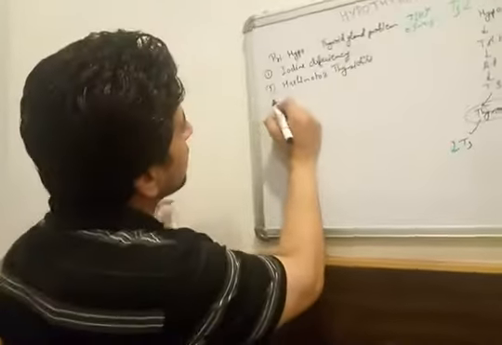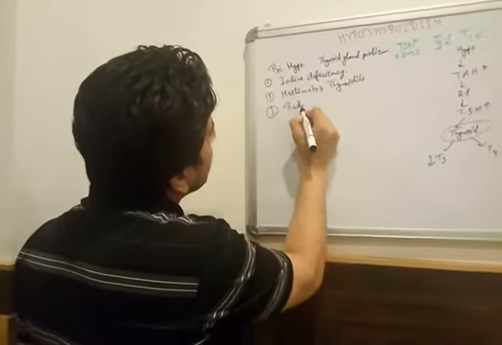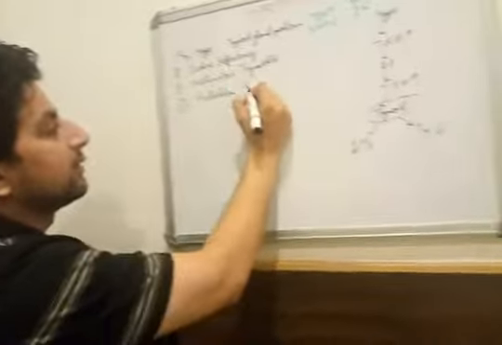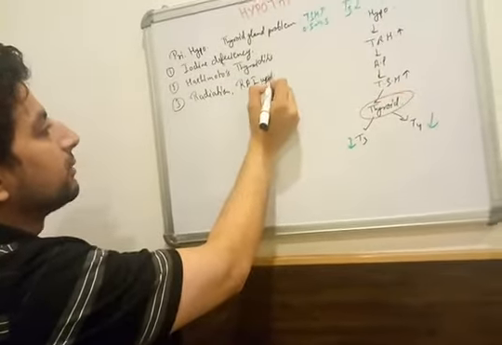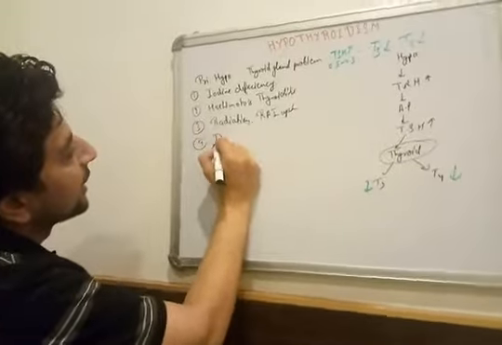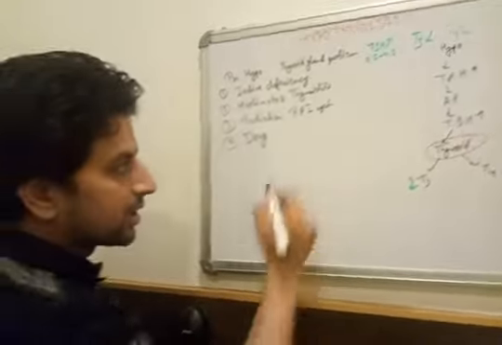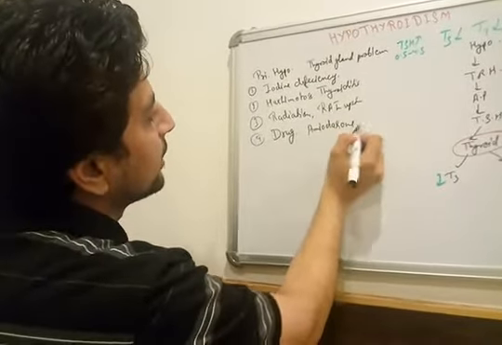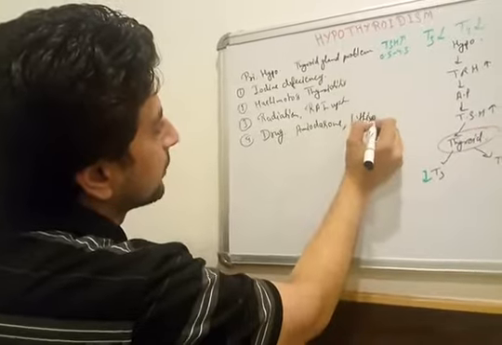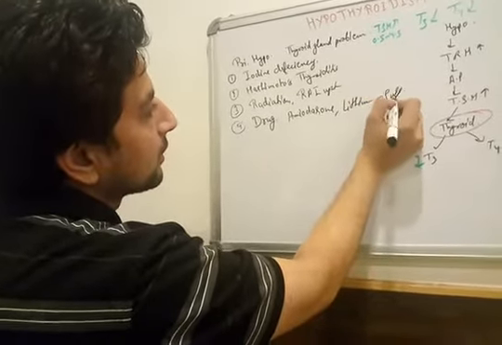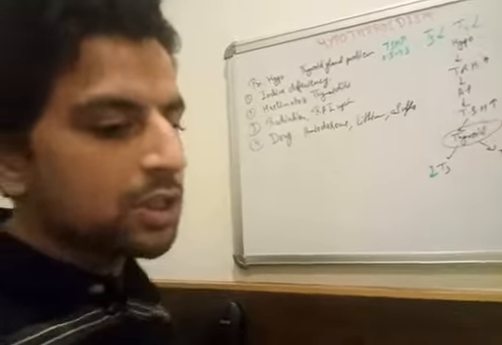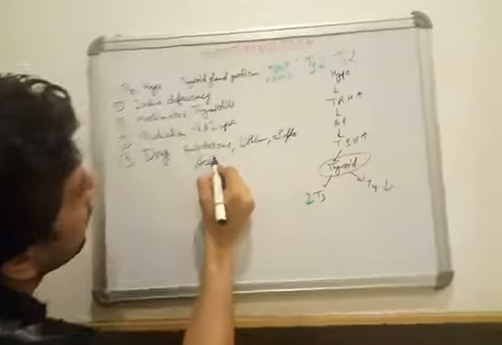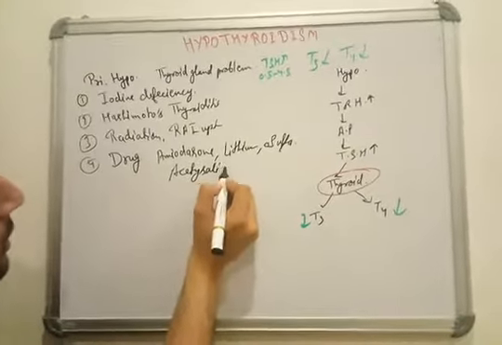And another one is radiation. Sometimes radiation induced hypothyroidism, sometimes radioactive iodine uptake hypothyroidism. Sometimes drug induced. Which drugs does this include? Amiodarone, lithium, sulfur drugs. These are the drugs which cause hypothyroidism, my dear friends. Acetyl salicylate also.